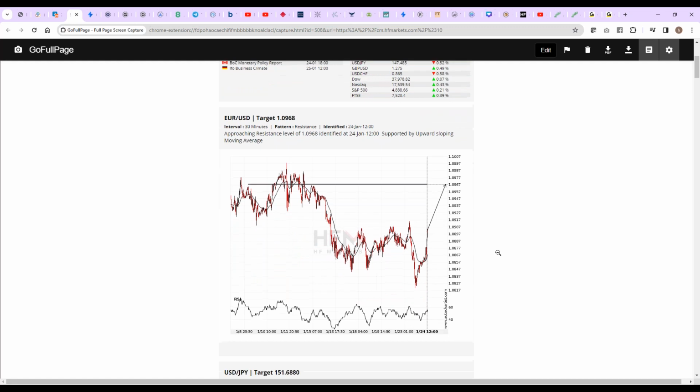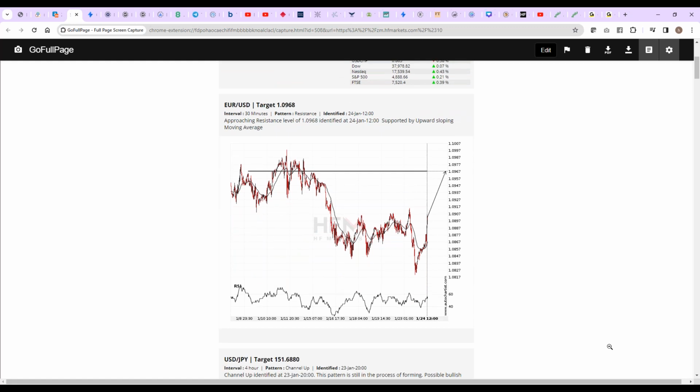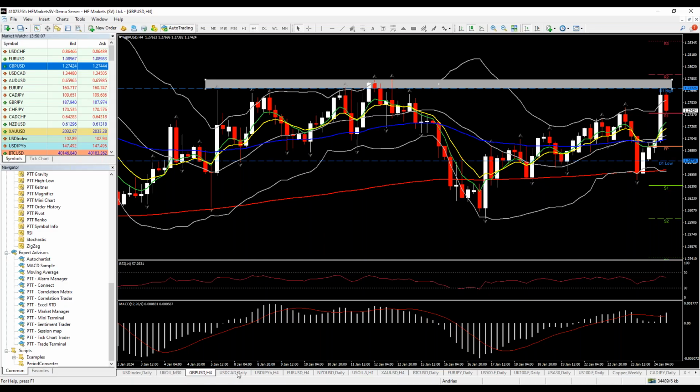For example, at 12 o'clock my time I got a signal for a 30 minutes interval, a bullish signal for euro dollar with target at 109.68. You can see that it gives you the target and explains why. It explains that RSI is above 50. There is an approaching resistance supported by an upwards sloping moving average. So use the moving average. Let's see, this is a 30 minutes chart.